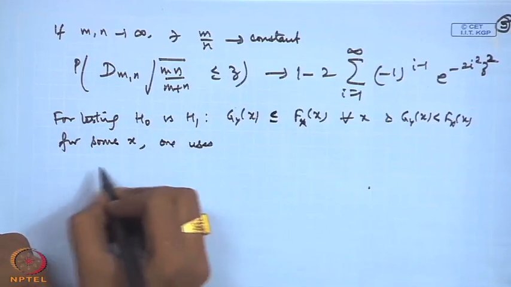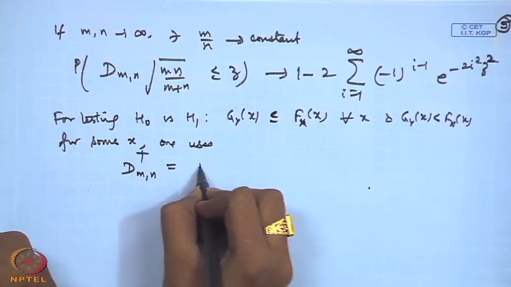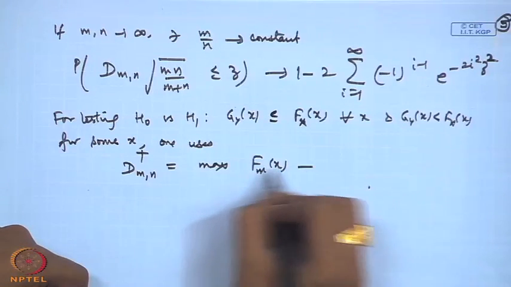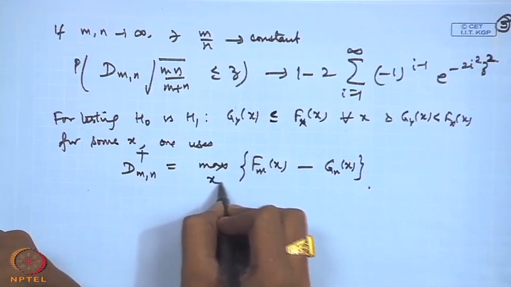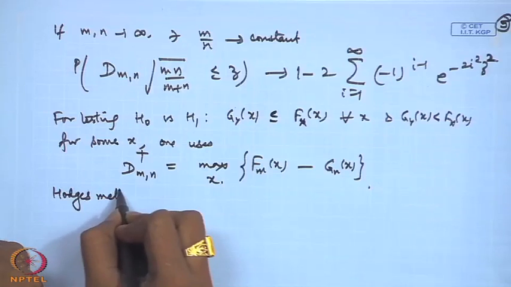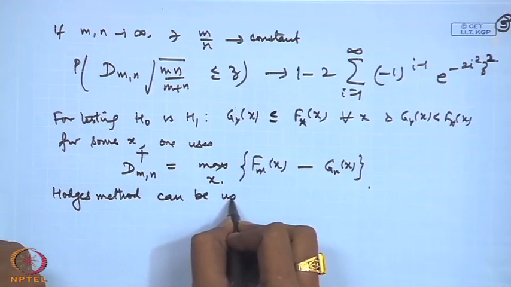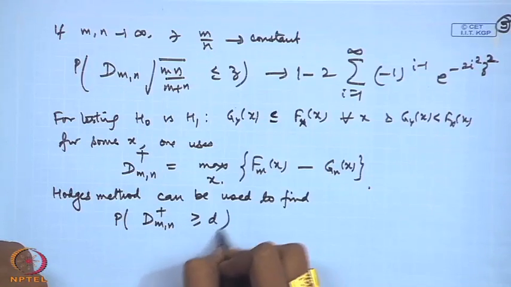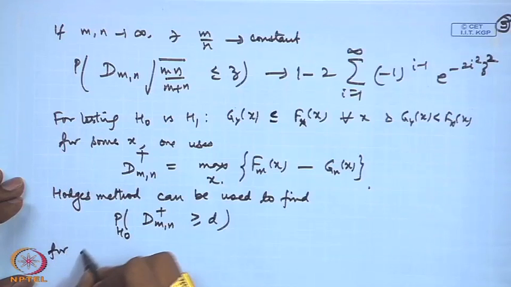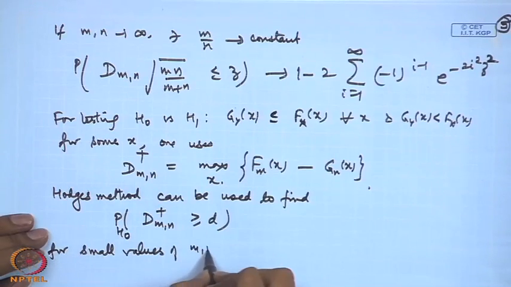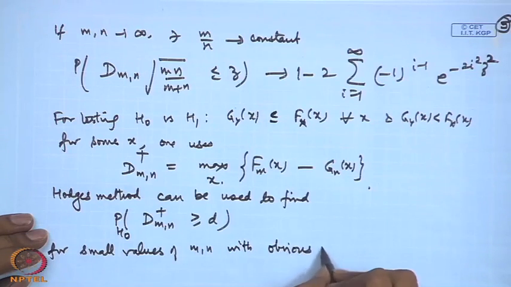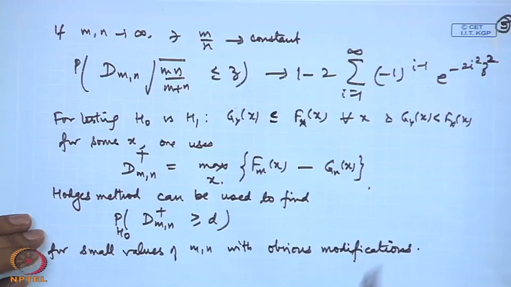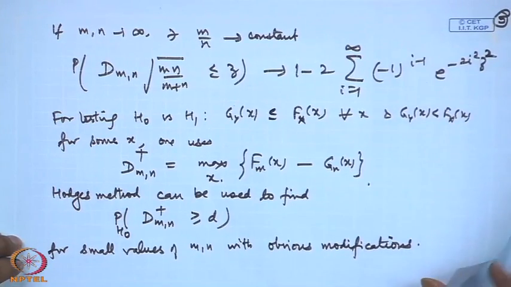So, one uses a version of this, let us call it dmn plus, that means we consider only one sided, maximum of Fm(x) minus Gn(x). Hodges' method can be used to find the probability of dmn plus greater than or equal to d under H naught, for small values of m, n with obvious modifications. One can talk about the full fledged asymptotic distribution of dmn plus also. Let me give that here.